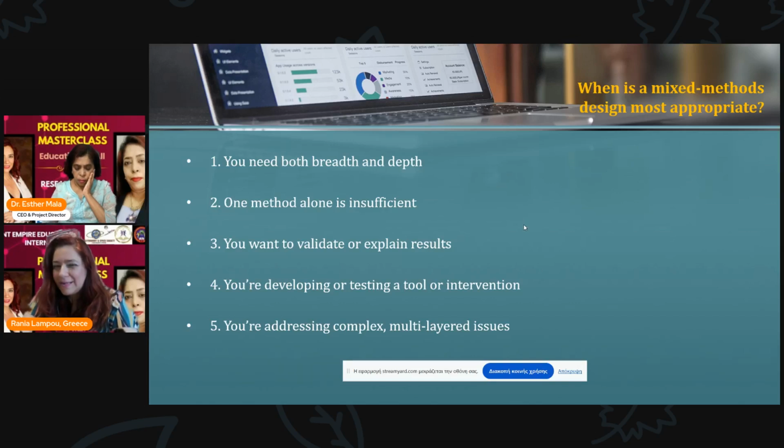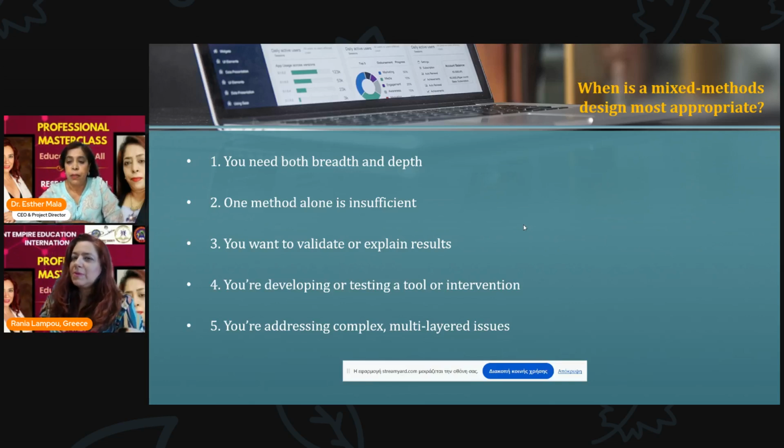For example, measuring students' performance statistically, this is quantitative, while also exploring how students feel about the learning environment. So this is qualitative. When one method alone is not sufficient, if neither qualitative nor quantitative approaches can fully address the research question on their own, combining them strengthens the study. For example, a survey might reveal that employee morale is low, this is quantitative, but interviews could uncover the underlying reasons, so qualitative.